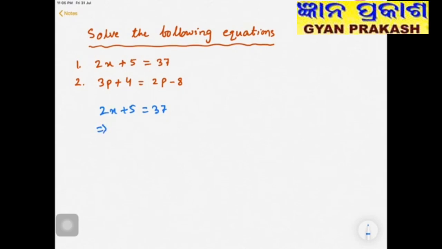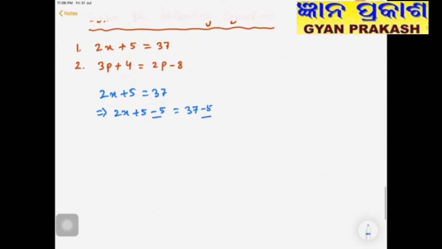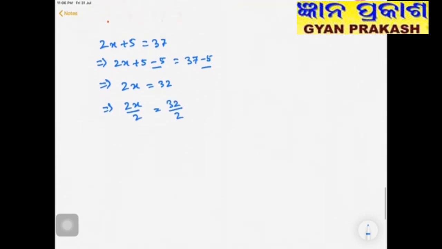That means 2x plus 5 minus 5 equal to 37 minus 5. We have subtracted 5 from both sides. Now we get 2x equal to 32. Now what shall we do? We shall divide both sides by 2 and it will give x equal to 16. So we have found the solution or root of the equation, x equal to 16.